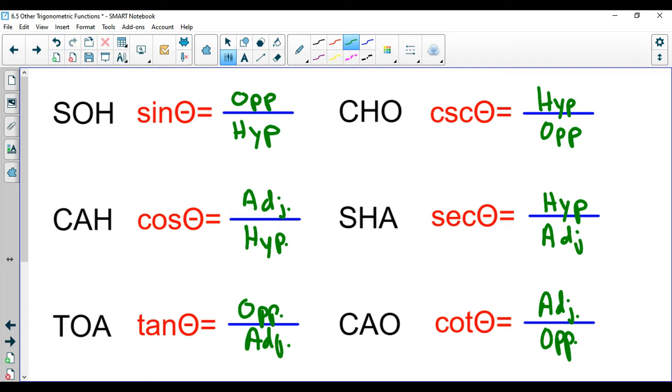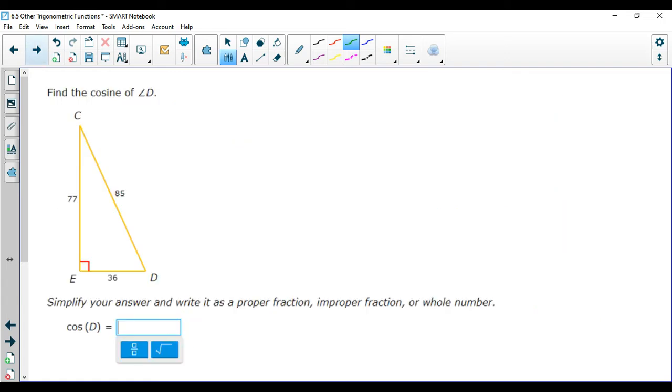So armed with all of this knowledge of the definitions of what these things are according to a right triangle, let's look at some questions. Our first question here is find cosine of angle D. So it's really important that you start out actually showing what angle you're talking about on your diagram. We're talking about angle D down here.